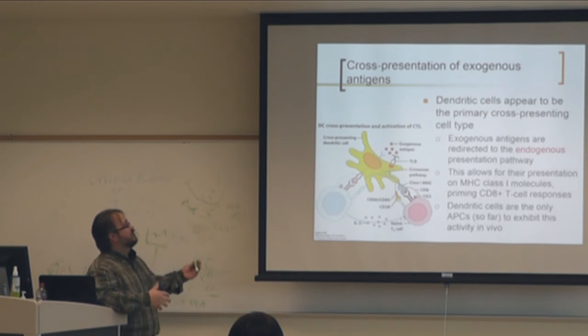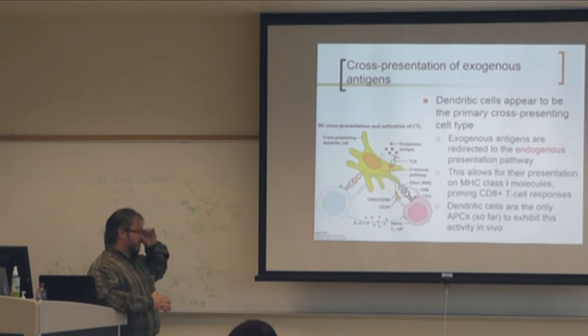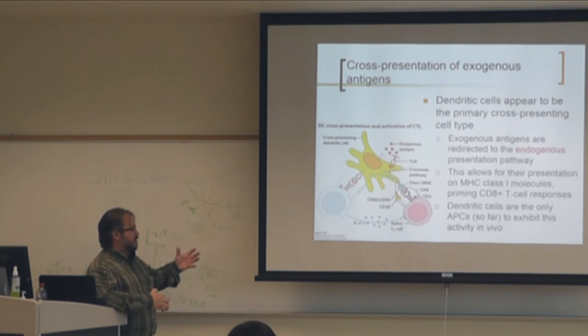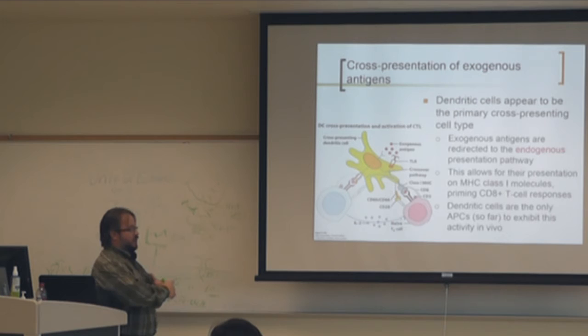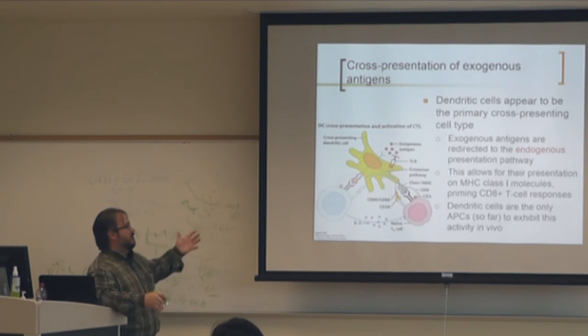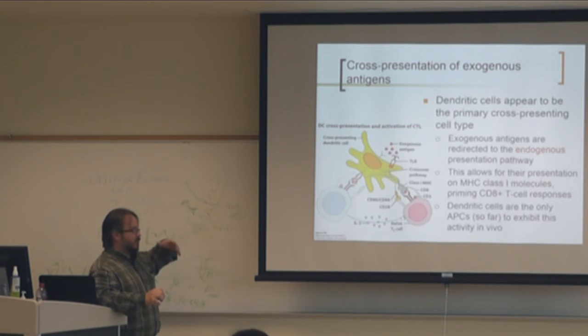Cross-presentation has been shown to be very important. It can really facilitate a stronger immune response. It can be the difference between getting an immune response and not getting an immune response. So a lot of therapies are trying to develop peptides that can not only be presented via class 2, but class 1, so that you get that cross-presentation effect.